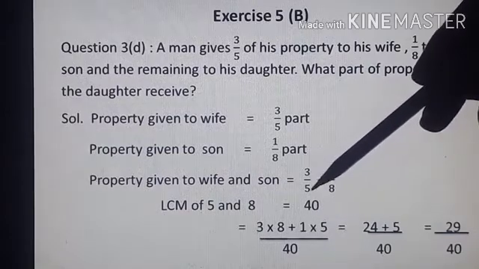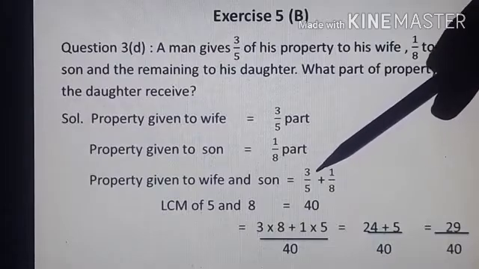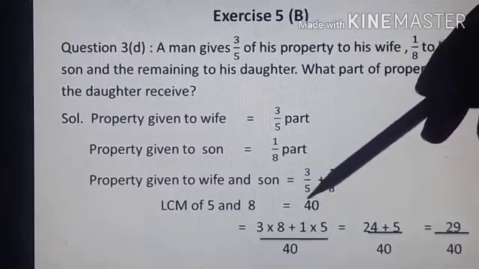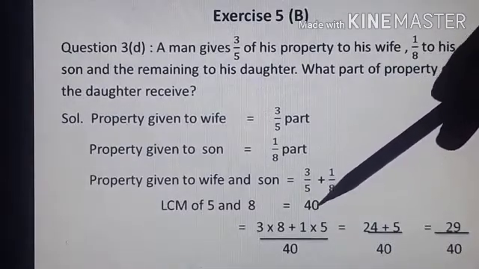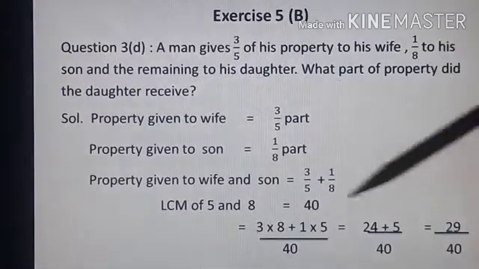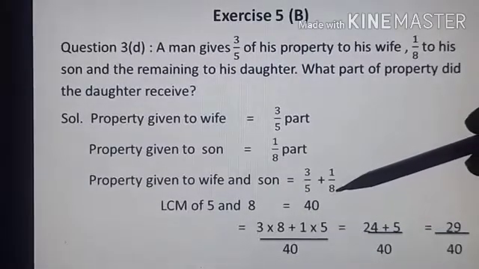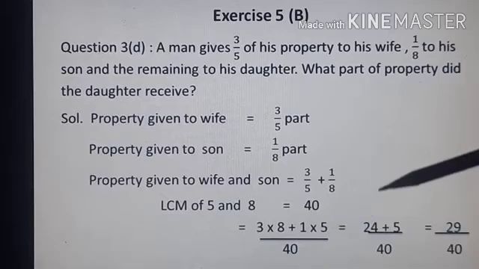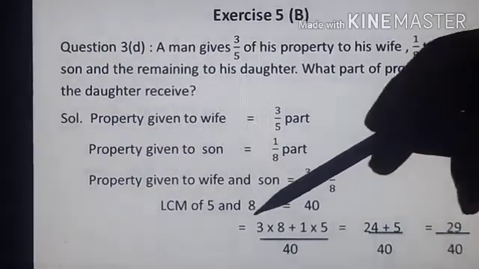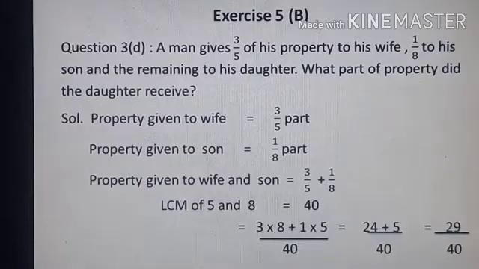40 divided by 5, you will get your answer 8. 8 will be multiplied with 3. Numerator will be multiplied with the quotient, which we will get after division of the LCM with this denominator. Denominator को denominator से ही divide करना है, right? Now 40 divided by 8. 8 5s are 40. So 5 will be multiplied with numerator that is 1. So 3 into 8 plus 1 into 5 upon 40.